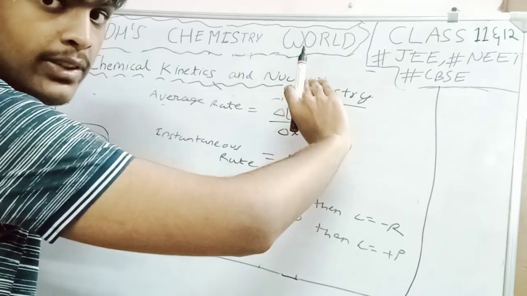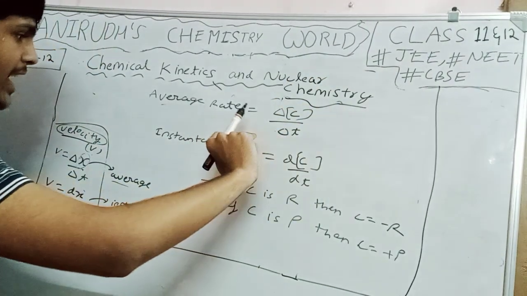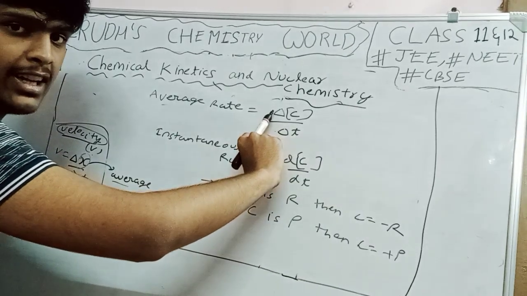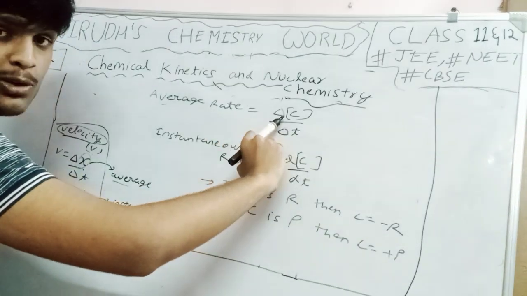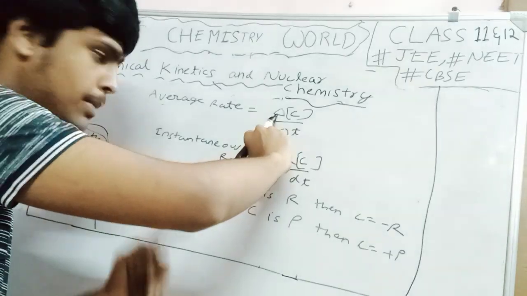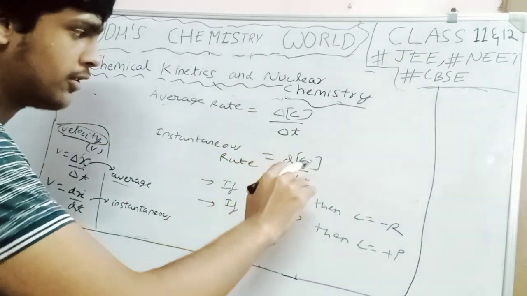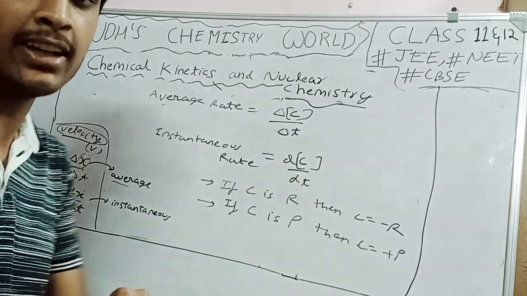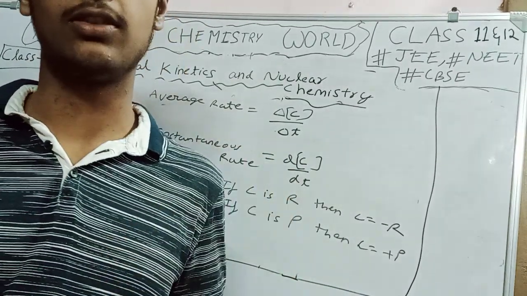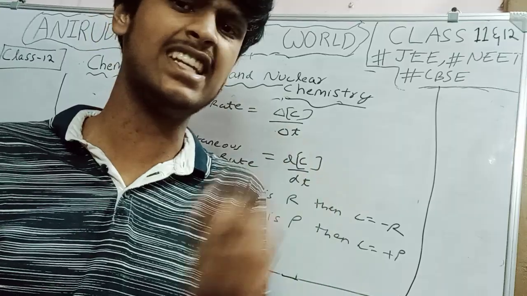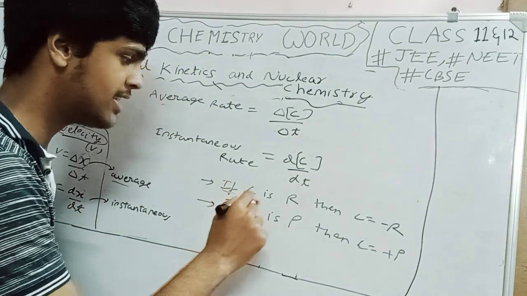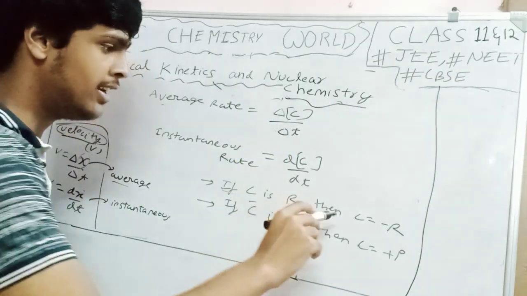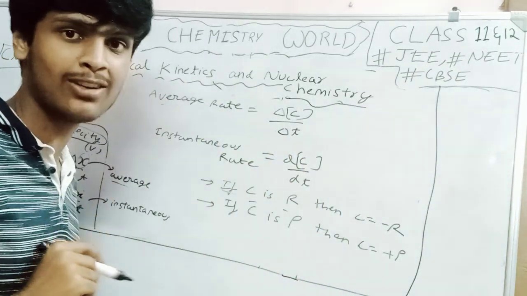Average rate is equals to delta concentration of c by delta t, and the instantaneous rate is similar to instantaneous velocity, that is dx by dt. Instantaneous rate is equals to d concentration of c by dt. Here c is what I am representing commonly for both reactants and products. If the c represents reactants, then you should consider, since it is a decrease in concentration of reactants, right?